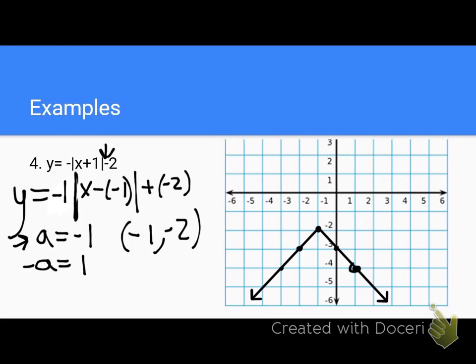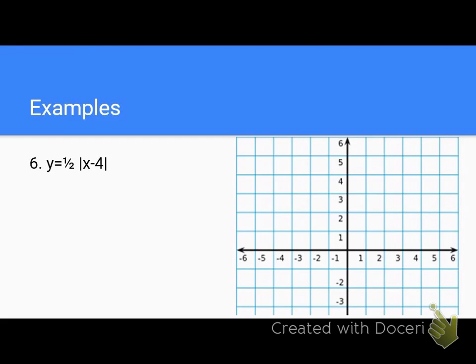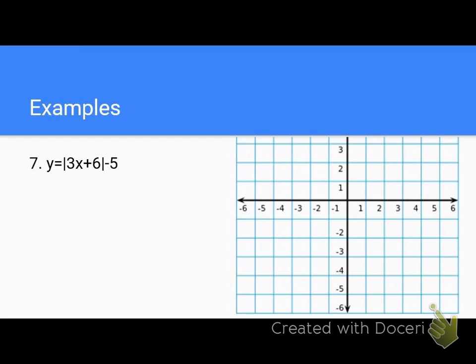Okay, so there's a few more examples for you. I'll just click through them so that you can pause the video. But we're going to stop here for today. So that's all for today's lesson.